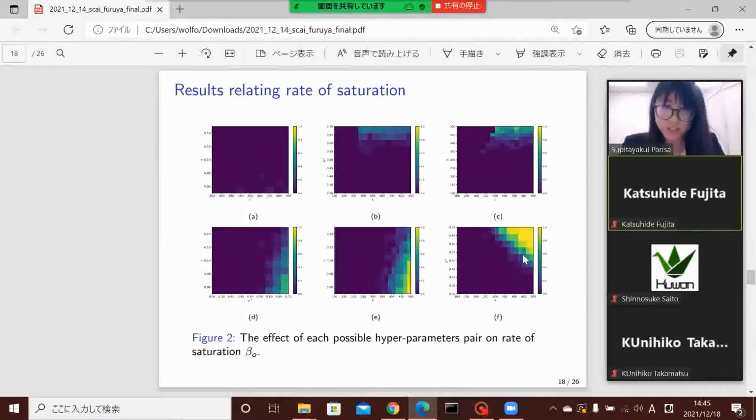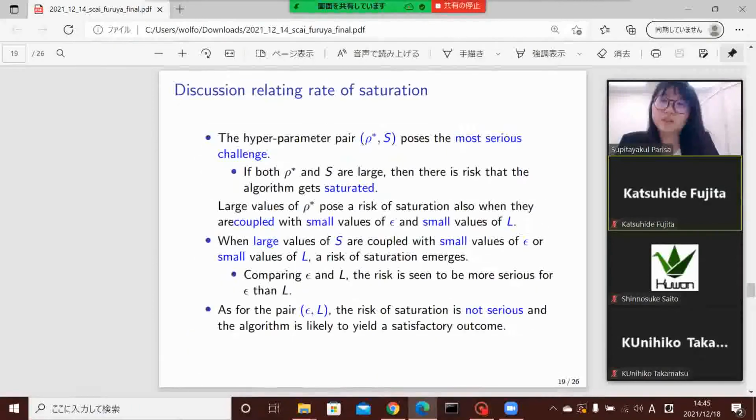We can see that figure F has a very big space for the yellow part. This one is the figure for rho star and S, B is rho star and L, and D is rho star and epsilon. So next, when a large value of S is coupled with a small value of epsilon or small value of L, a risk of saturation also emerges.